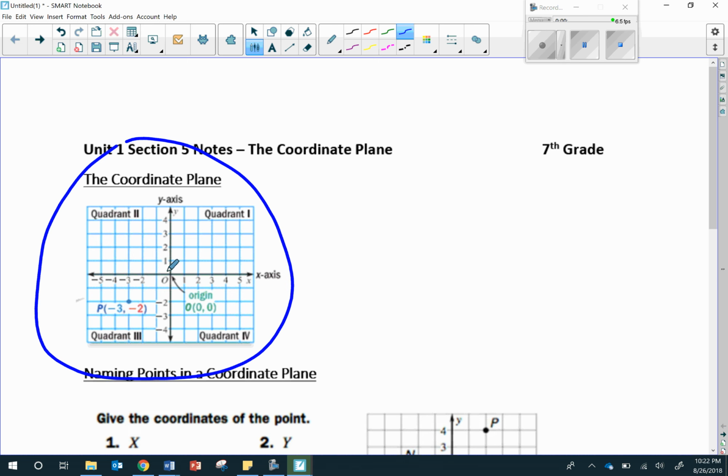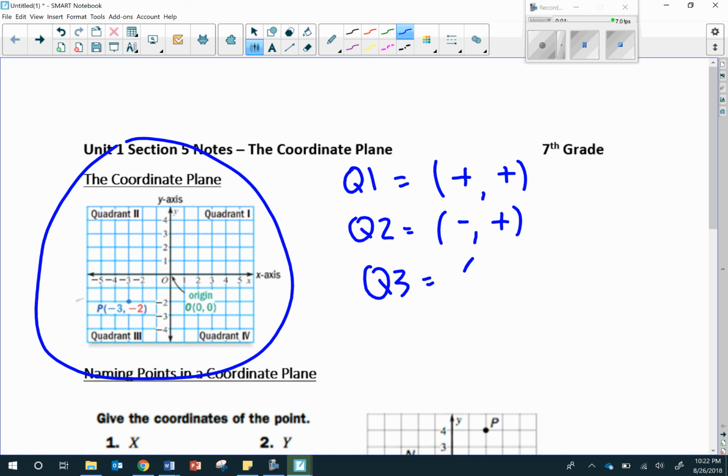The origin, where the axes intersect, is actually your origin, and those coordinates will always be 0, 0. So if we think about points that we will plot in quadrant 1, those points will always be positive x and positive y. In quadrant 2, our points will always be negative, positive. Quadrant 3, our points will be negative, negative. In quadrant 4, our points will always be positive and negative.